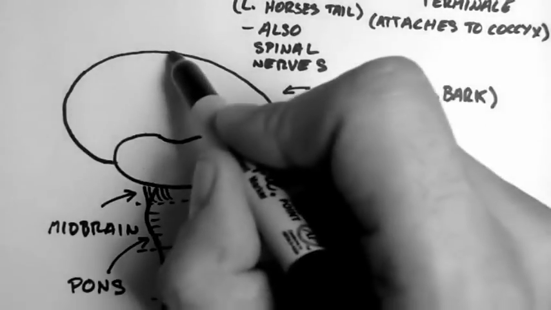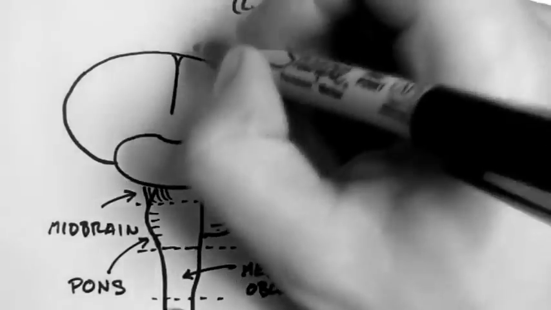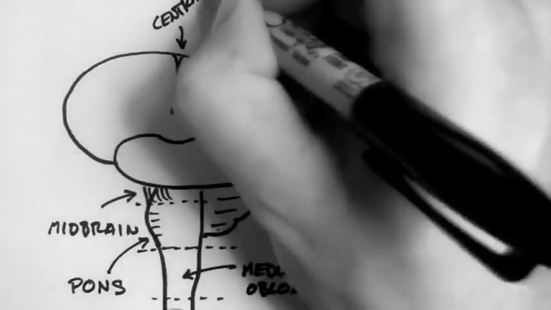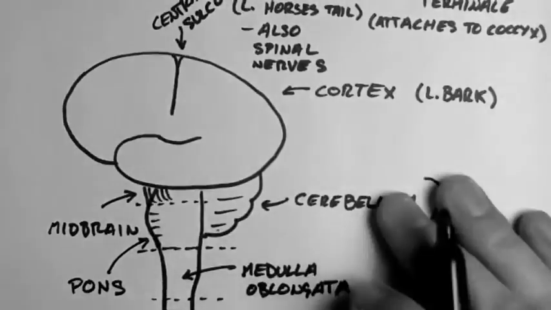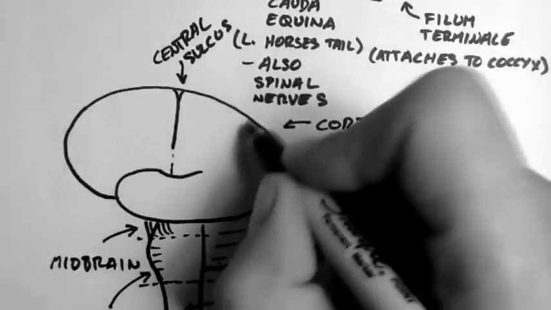Now let's have a look at the cortex. There's a very prominent separation in the brain called the central sulcus. This is a valley that runs down in the cortex. And this helps divide up the lobes of the brain.